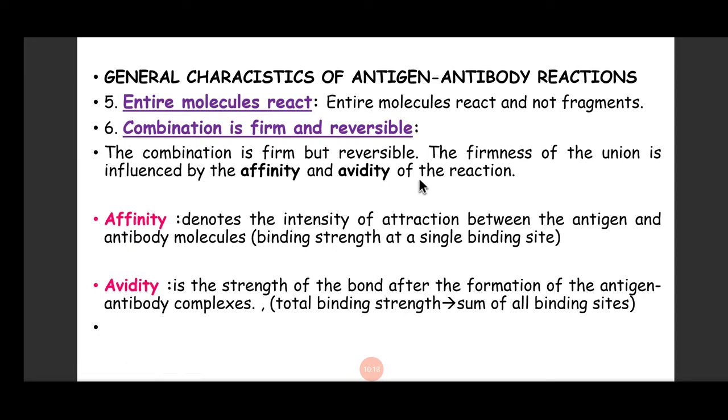What is affinity? These are two important terms. Affinity means the intensity of attraction between antigen and antibody at one particular binding site, right? Binding strength of a single binding site. I told you in the previous lecture that there is a binding site on antigen that is called epitope, and there is a binding site on antibody that is called paratope. So the binding strength of one single paratope and epitope is called affinity, and avidity is the strength of the bond, the total binding strength, the sum of all binding sites, right? So this is affinity and avidity. Affinity and avidity denote how strongly the antigen and antibody are binding.